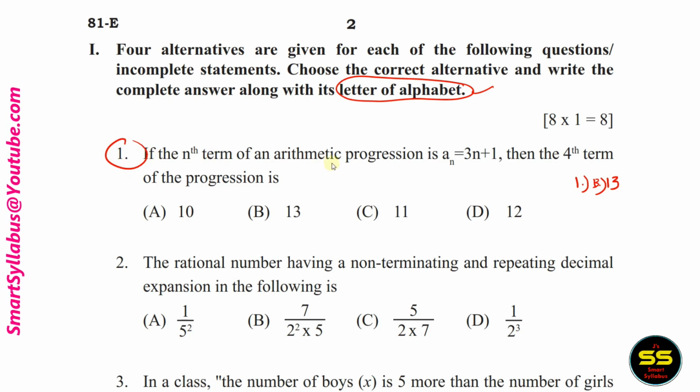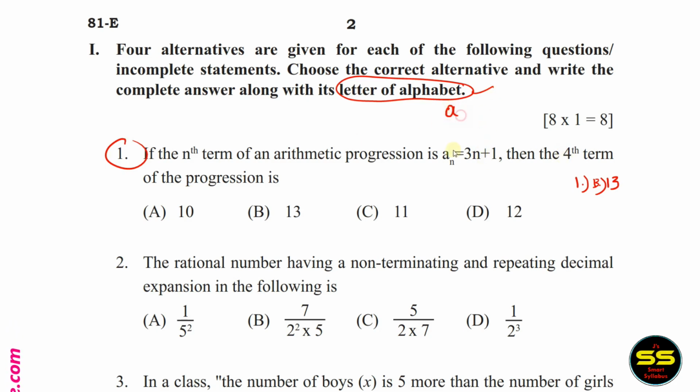If the nth term of the AP, it means this question is asked from arithmetic progression. In this, as you can see, there is a general term: a_n = 3n + 1. Then the fourth term of the progression is asked. This is a very simple question to begin the question paper. For the fourth term, in this general term, wherever you see n, just substitute 4 and calculate.